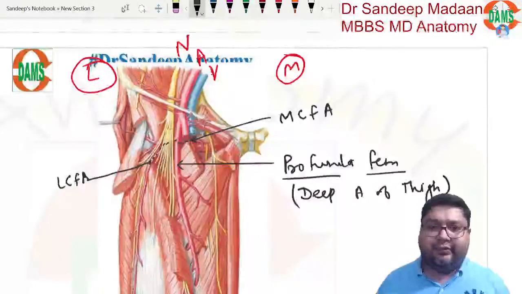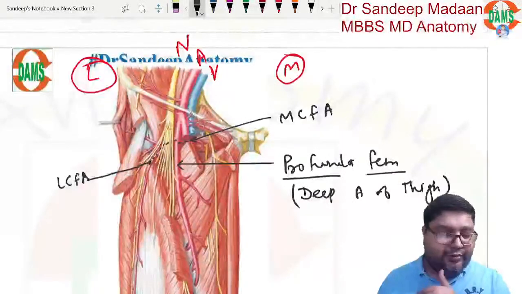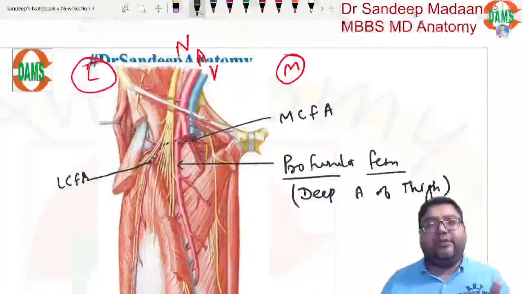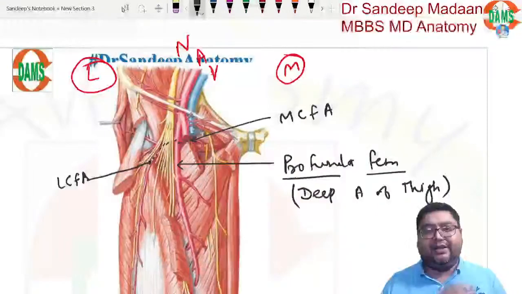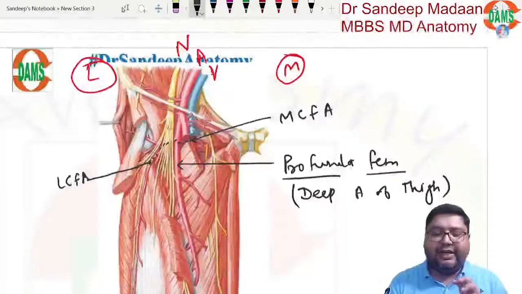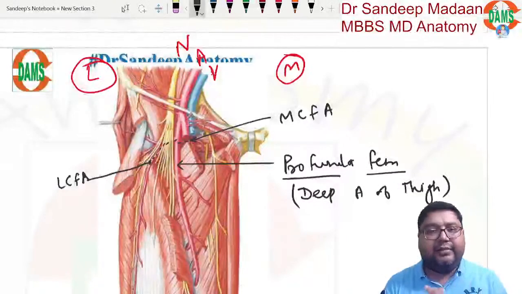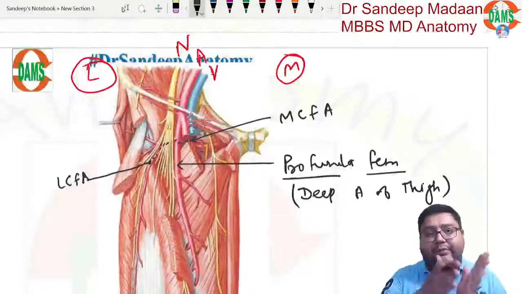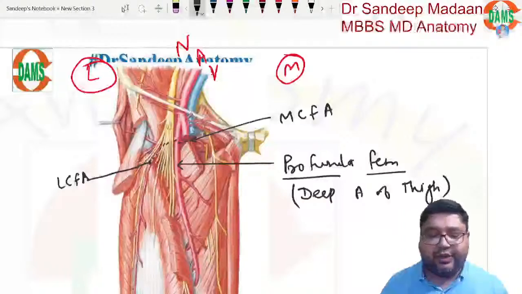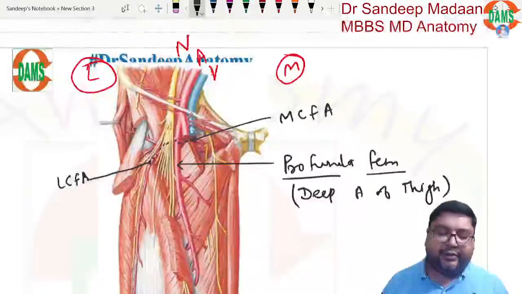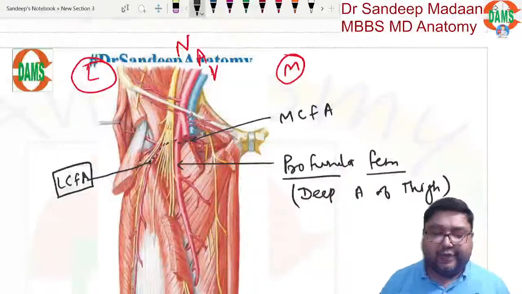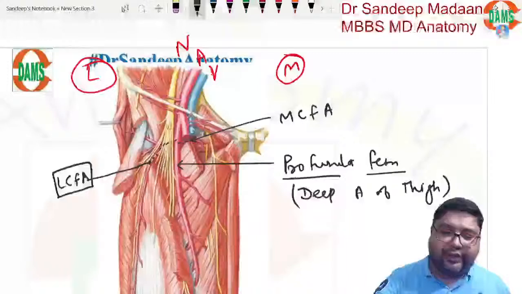You remember the circumflex humeral artery. When we study the arm, we study the circumflex humeral artery, and there we use the terms anterior circumflex and posterior circumflex. In a similar manner, we have the circumflex femoral arteries, but we do not have anterior and posterior. Here we have medial and lateral circumflex femoral arteries, which are the branches of profunda femoris. Is that all okay?